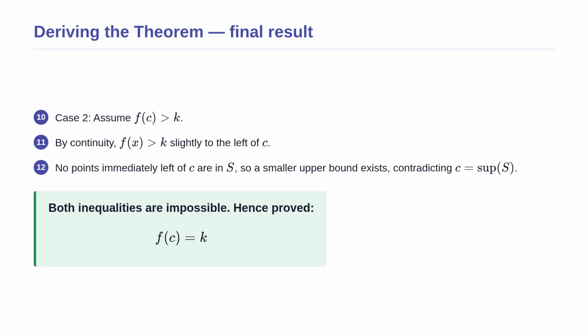This brings us to the final step of our proof. Let us imagine the opposite fake scenario. What if the height at our boundary is strictly greater than the target? Again, because the function is continuous, it would have to be greater than the target for a tiny distance slightly to the left of C as well. If that were true, then no points immediately to the left of C could possibly belong to our set. This would mean we could find a much smaller upper boundary for our set than C, which contradicts the fact that C is the absolute smallest upper bound.